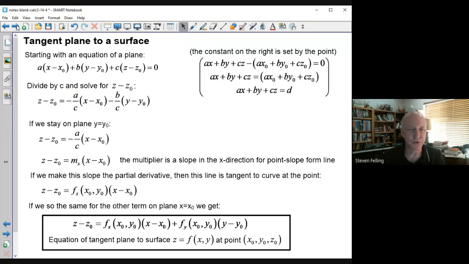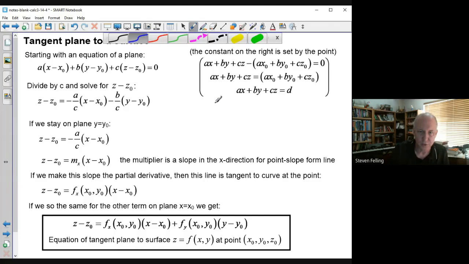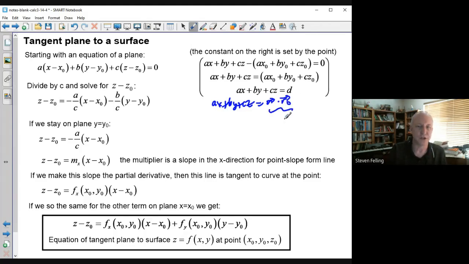A tangent plane to a surface, if you start with the equation of a plane, which we know is, let me actually expand on this over on the side here. We know that the equation of a plane is ax plus by plus cz equals n dot r0, right? And that produces a constant. n is a, b, c, and r0 is x0, y0, z0. So this dot product is really ax0 plus by0 plus cz0, right?